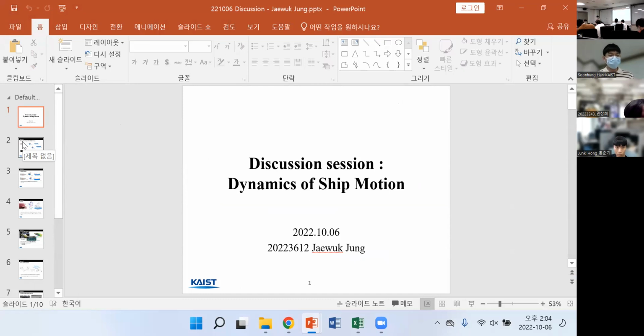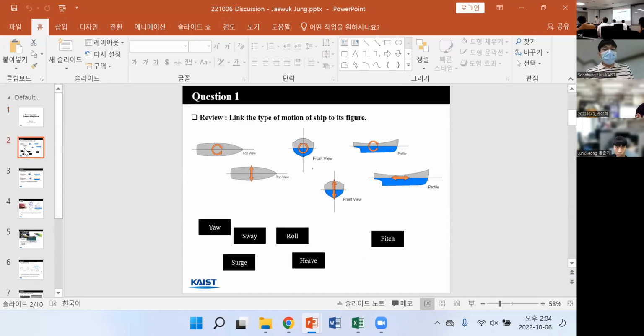Okay, we'll start our discussion session for dynamics of ship motion for today. We'll first review the student lecture by linking the ship motion to its respective figure. So we will start with yaw motion.